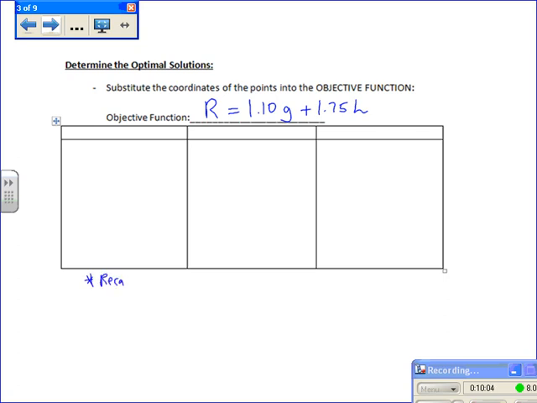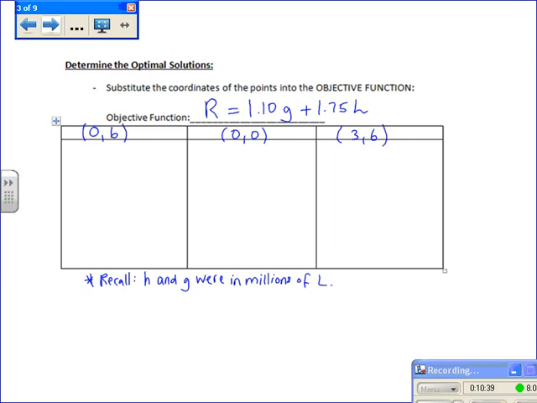Okay, and I'll just write a little note here. Recall that H and G were in millions of liters. So when we take the values from the points, we should keep in mind that those are millions of liters. Well, here are the 3 points, the places where my lines crossed: 0, 6, 0, 0, and 3, 6.